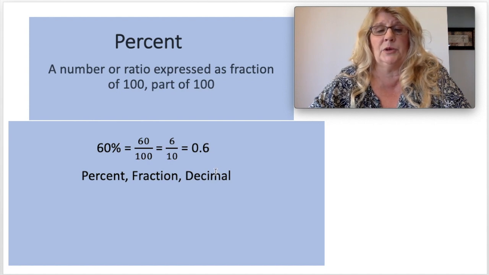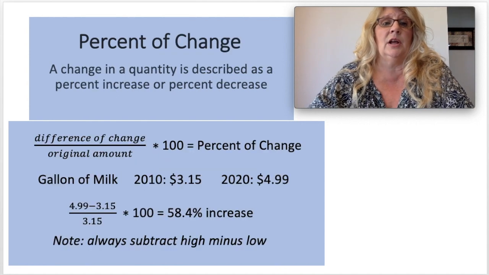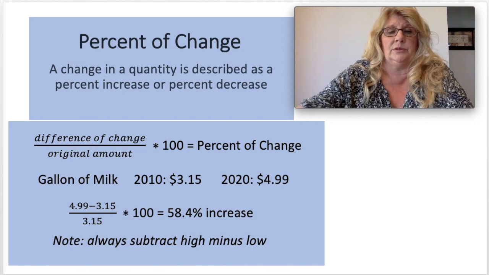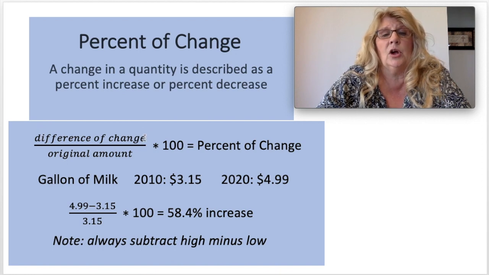We can add and subtract percentages, but when we do anything with multiplying or dividing, we must use either the fraction or the decimal to change it. Percent of change. A percent change in a quantity is described as a percent increase or percent decrease. To find that, first you have to find the difference of the change. How much did it change? Then divide by the original amount. That gives you the decimal, and you take it times 100 to get the percent of change.